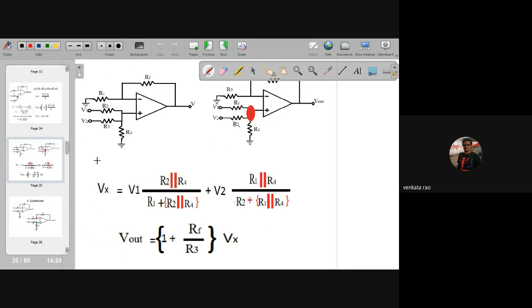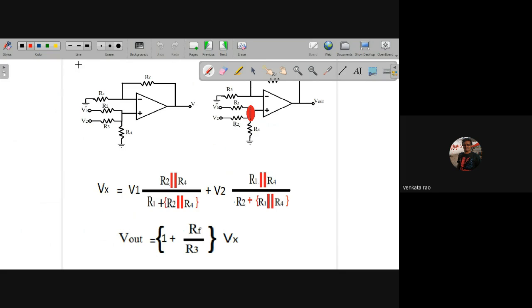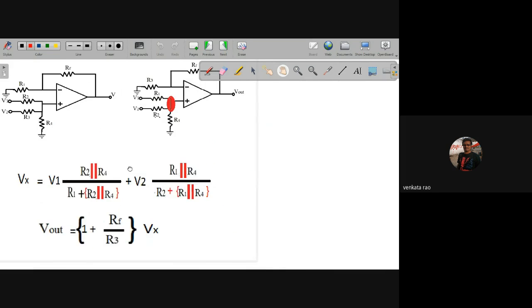So now I am discussing the same circuit with an additional resistor. I am adding just an additional resistor R4 at the non-inverting terminal, which is connected to ground.